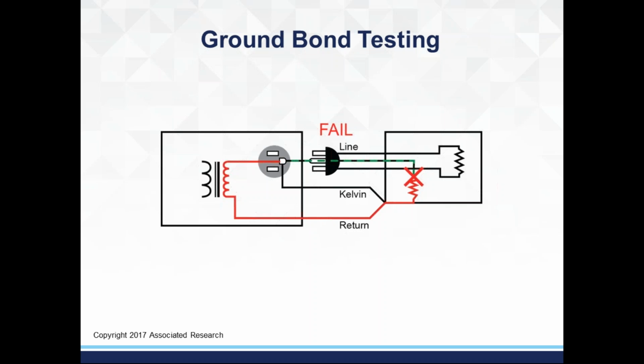Now, if the wire was not there at all, let's say somebody in production forgot to screw on the ground wire to the chassis, the ground test would indicate an open circuit. An open circuit is nothing more than infinite resistance, so the instrument is still going to detect more than 0.2 ohms or more than 200 milliohms.